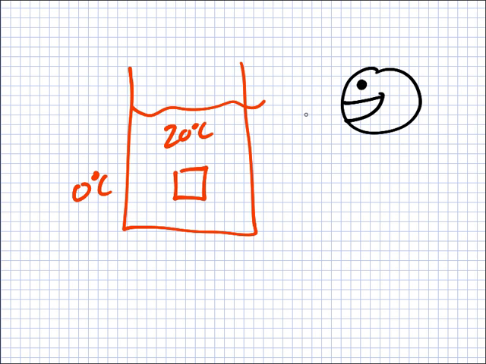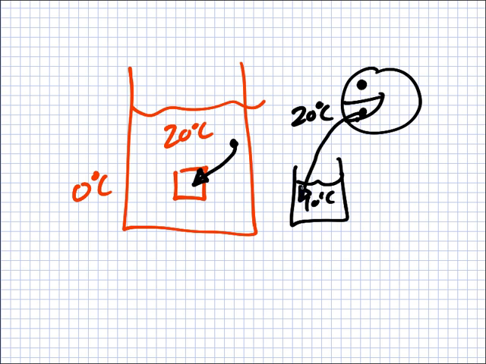Okay? And your mouth is at 20 Celsius as well. If I put the ice in here, the heat flows from this into this. True? Yeah, okay. So now, what does it look like? It now looks like water maybe at 10 Celsius. And if I put that to my mouth, the heat flows from my mouth into the water.